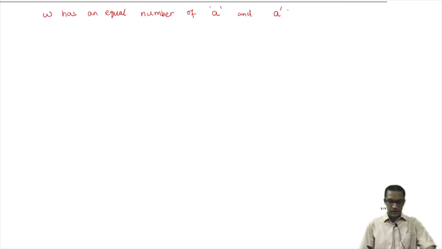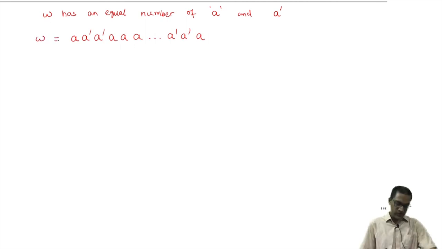It means that if you scan this word from left to right, just like we were doing before, so let me write a word like this, a prime, a, something like this maybe. So this is what the word looks like. It has an equal number of a's and a primes. So it has at least one a and a prime. Okay. Let's assume that the word is not empty.